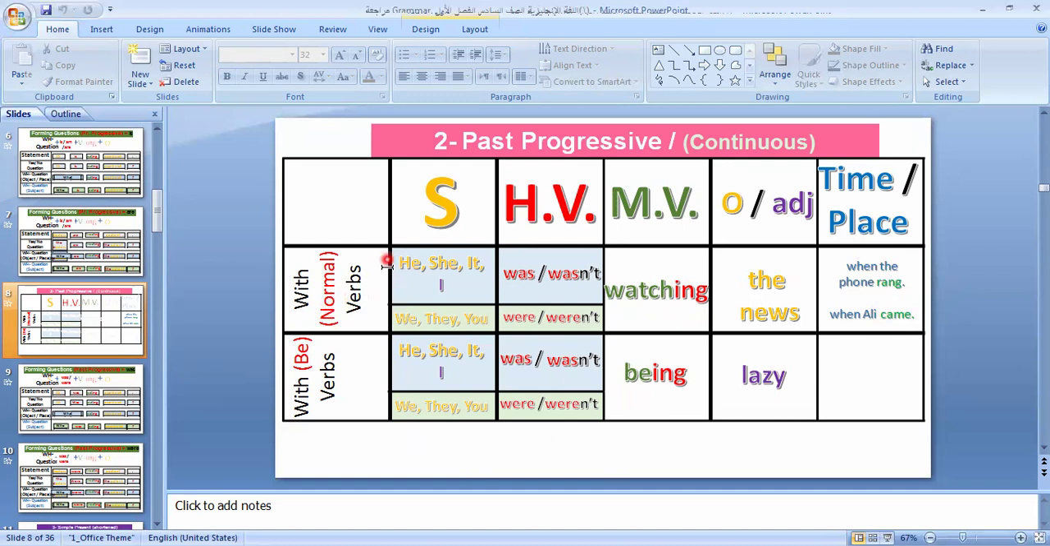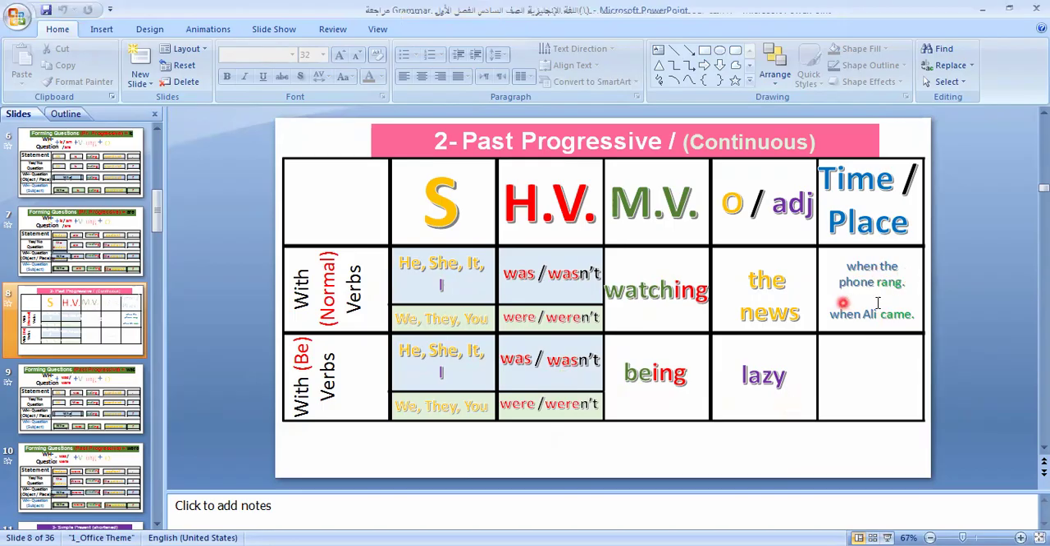Here we say, when we talk about normal verbs, we say he, she, it, I, you, we, they, with was, were, and weren't. Say, they were or weren't watching the news. When we say he, here, he was or wasn't being lazy.